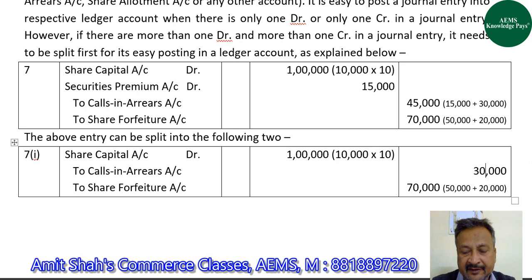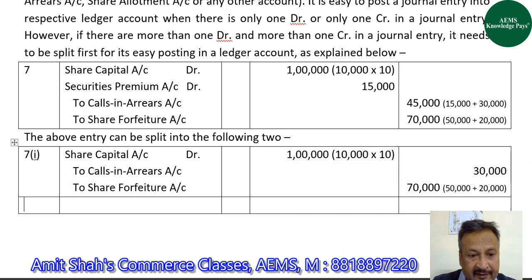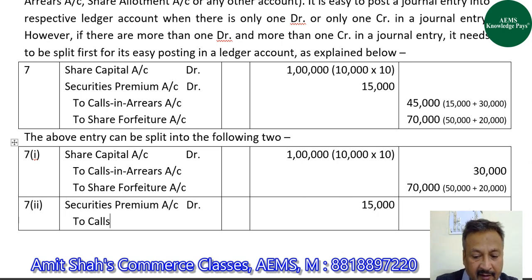This would be 30 plus 70, that is 1 lakh. In the second entry, we will take premium. The premium amount which we demanded but not received is 15,000, and we will credit securities premium account with 15,000 for the amount of premium which we did not receive, and that is why we debited it to call scenarios. And now we are creating it.